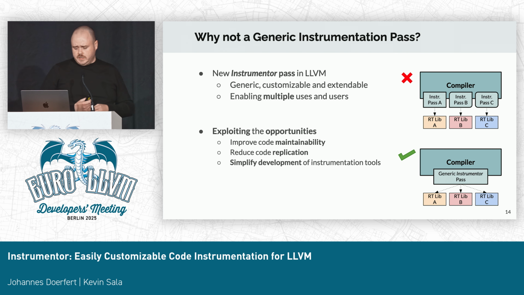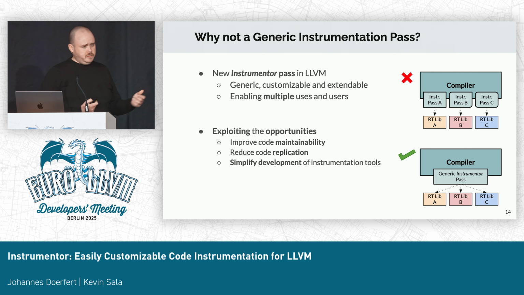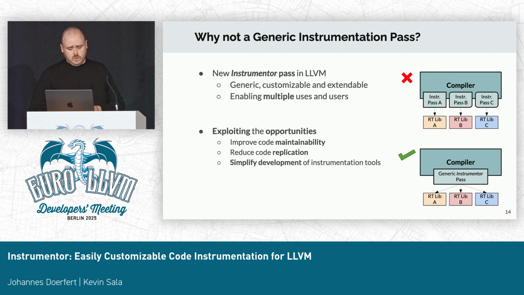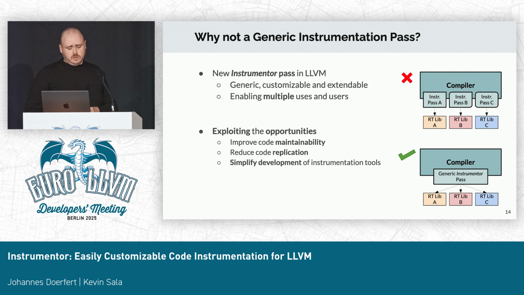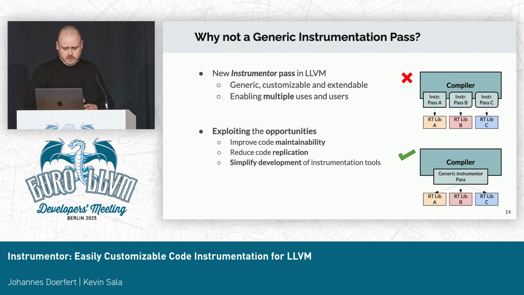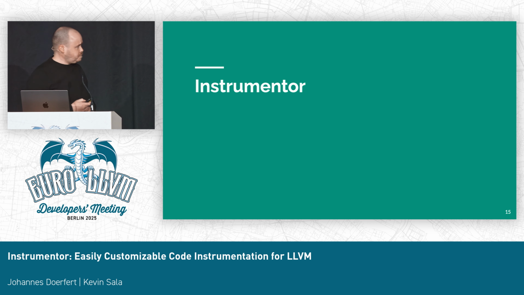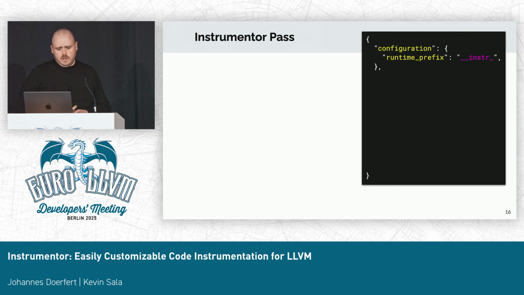This improves the situation that we had before. We will now have better code maintainability and less code replication. When you are building a new instrumentation tool, you will just have to have a configuration for the Instrumentor pass, specifying what you want to instrument, and you will not need to create a new pass from scratch to target your instrumentation tool. So let's see how the Instrumentor works.